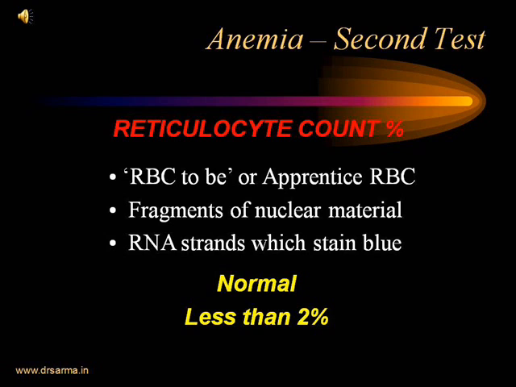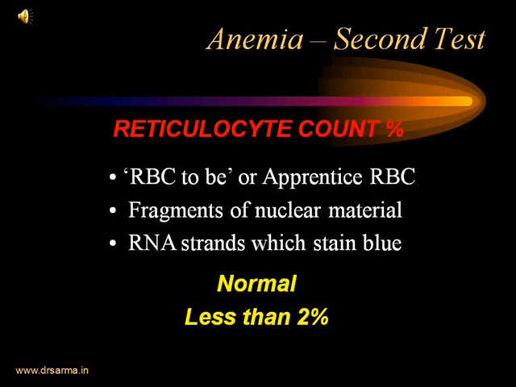The second type of test that is important for us to classify and exclude hemolytic anemias is the reticulocyte count. What are reticulocytes? Reticulocytes are immature RBCs which have come out from the bone marrow into the circulation. These are called the RBC-to-be or apprentice RBCs. They are the house officers, tomorrow's doctors.